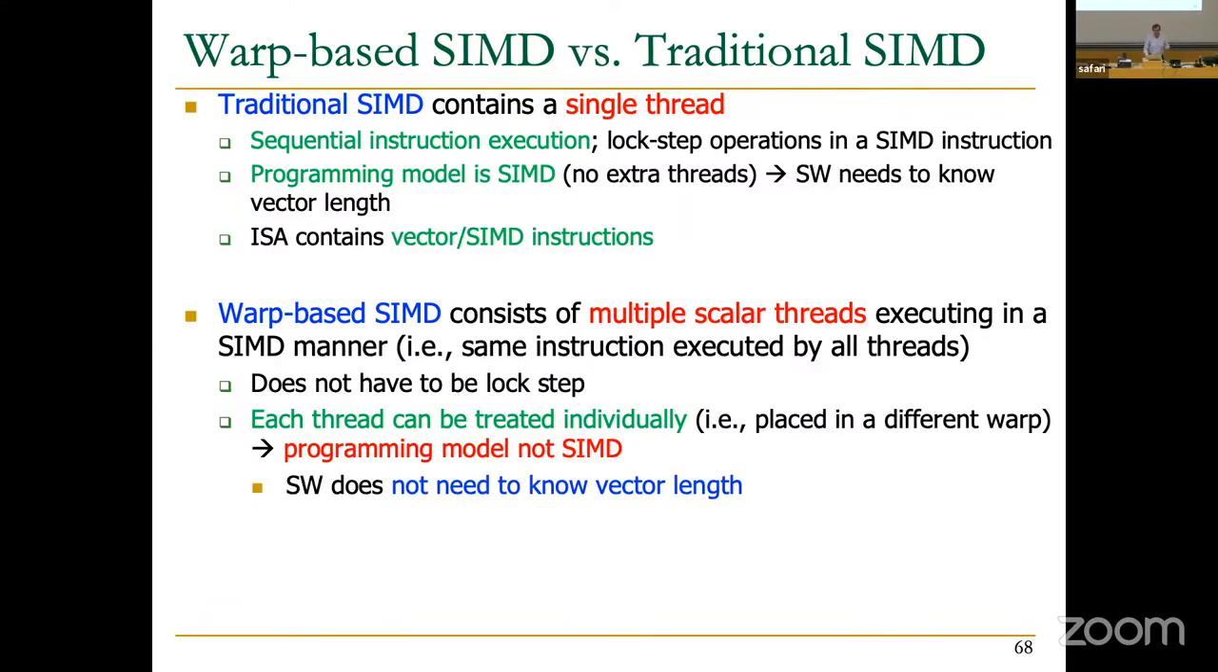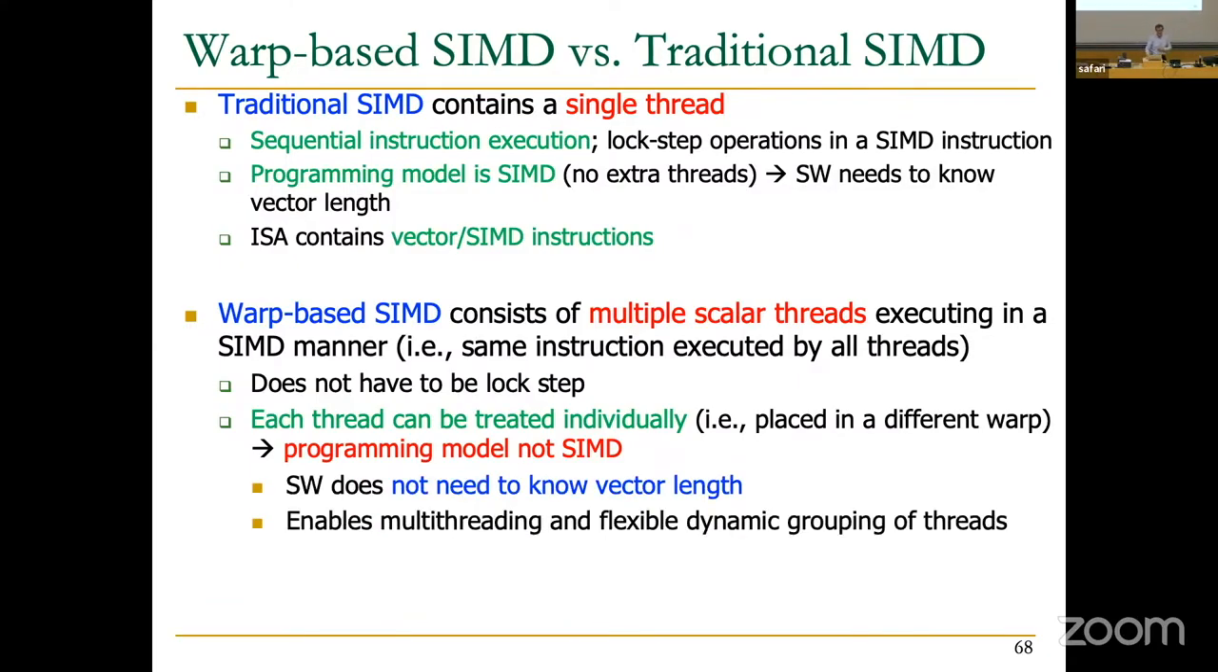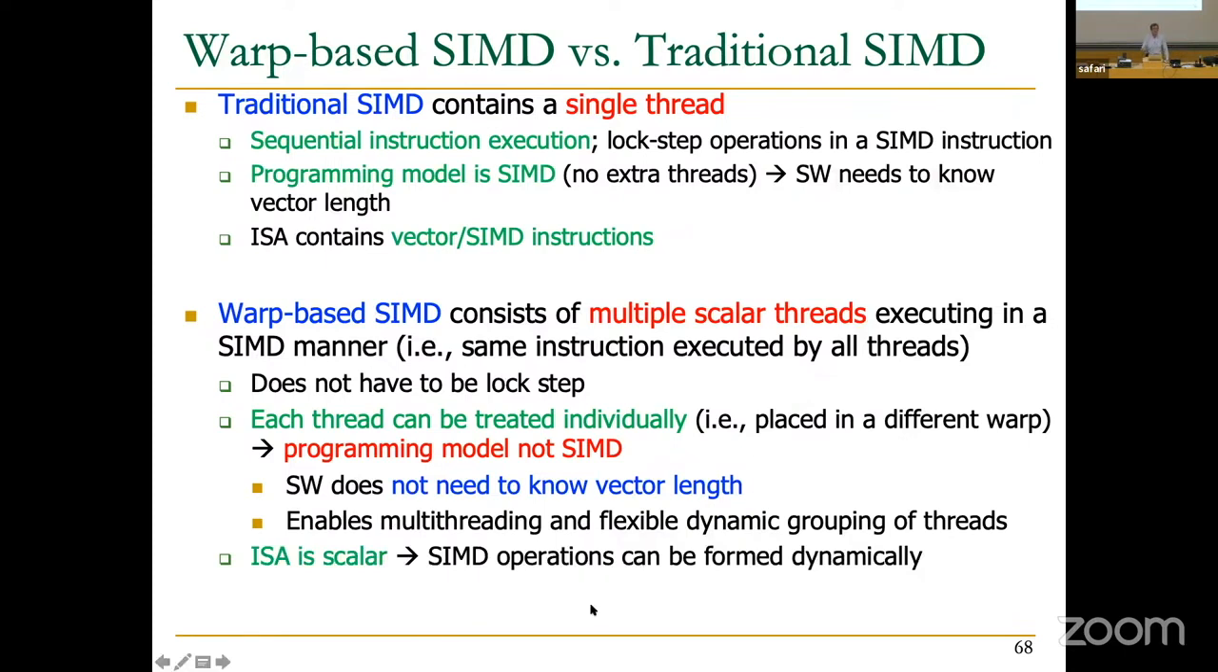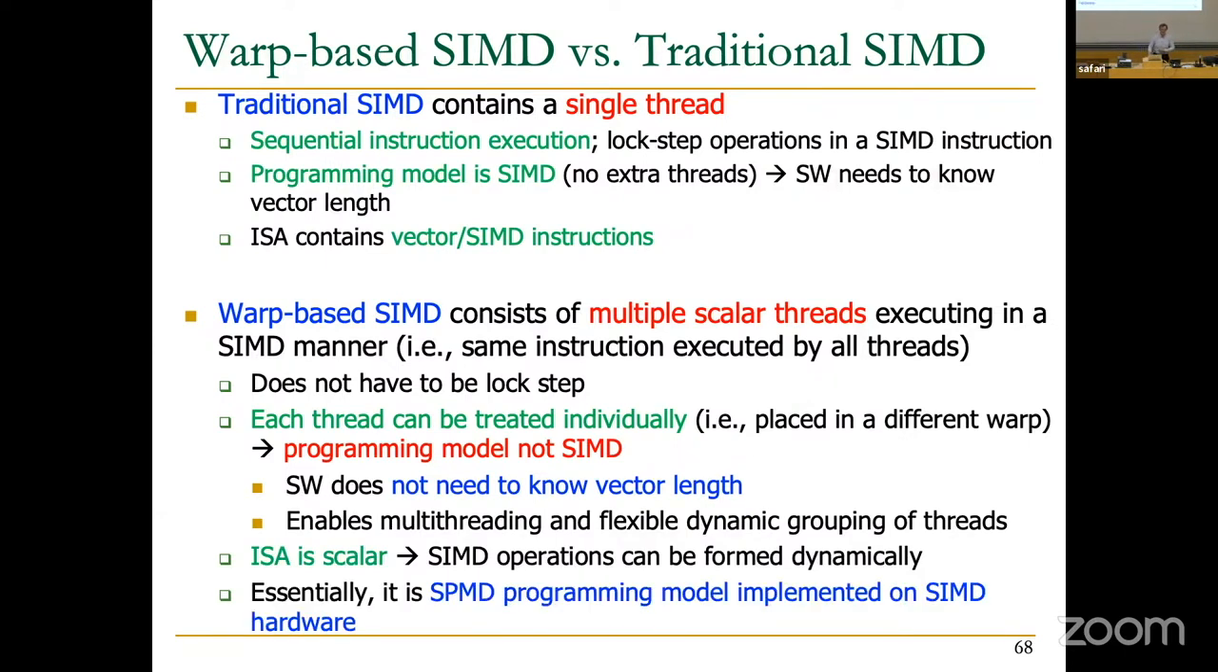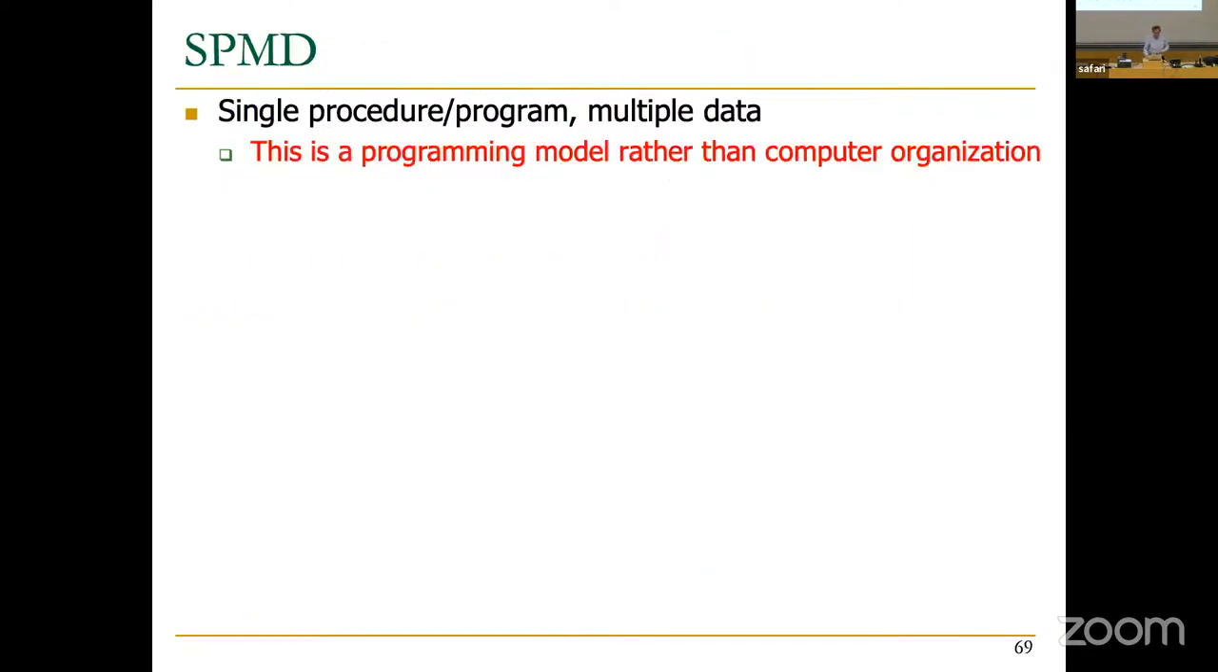So software doesn't need to know the vector length. And this enables multi-threading and flexible dynamic grouping of threads. And also the ISA is scalar. SIMD operations can be formed dynamically. You don't need to have special instructions for vectors, essentially. Essentially, as we've discussed earlier, this is the SPMD programming model implemented on SIMD hardware.